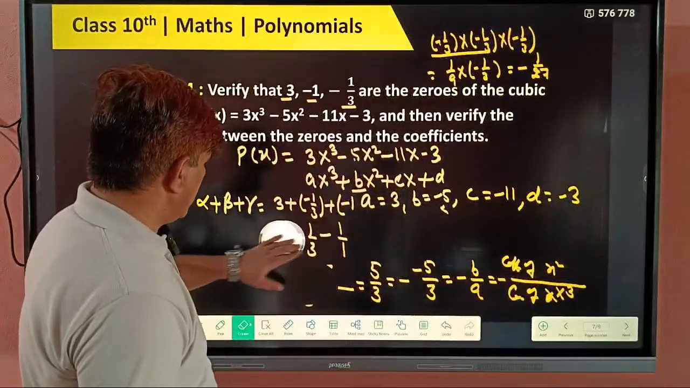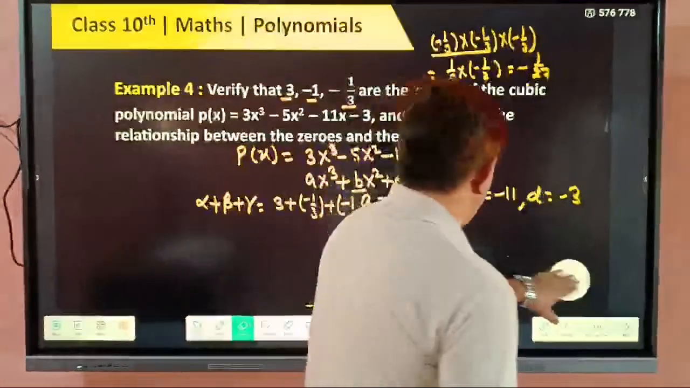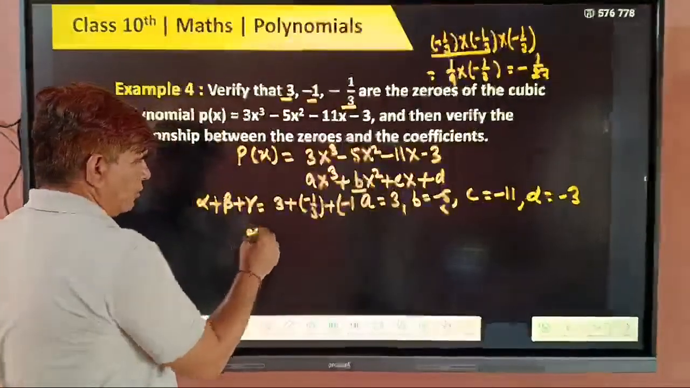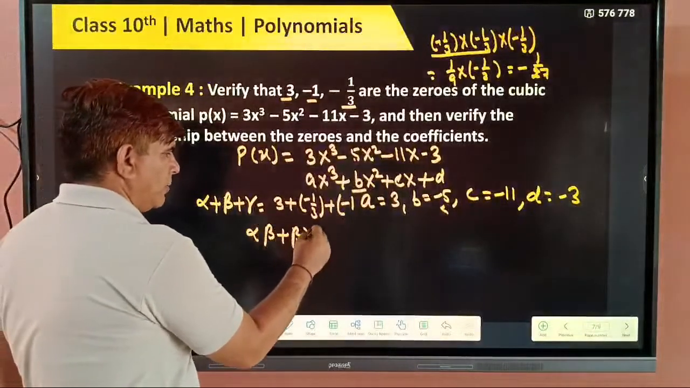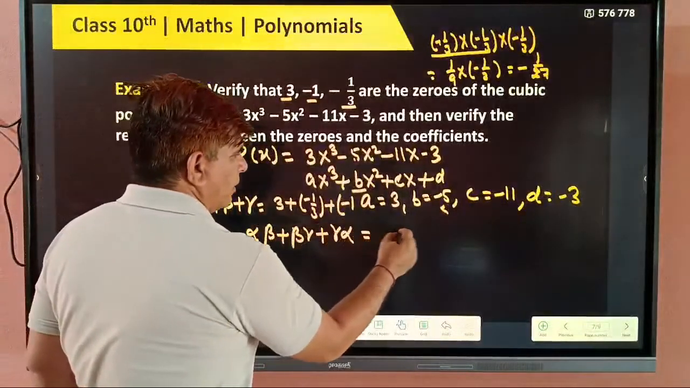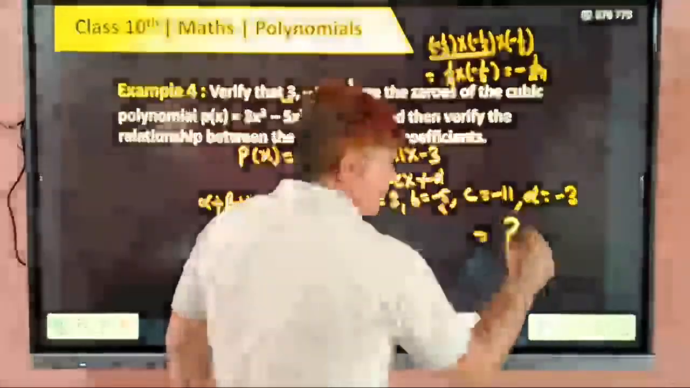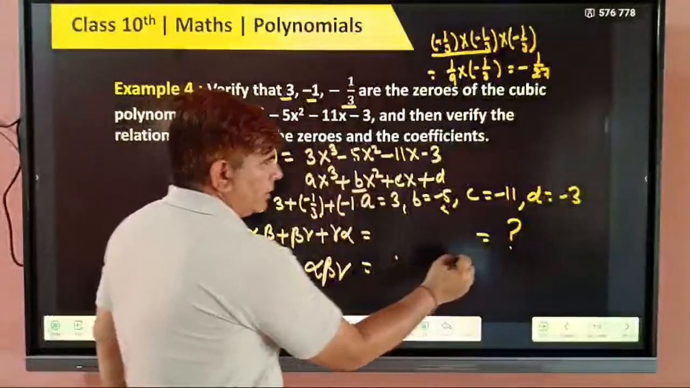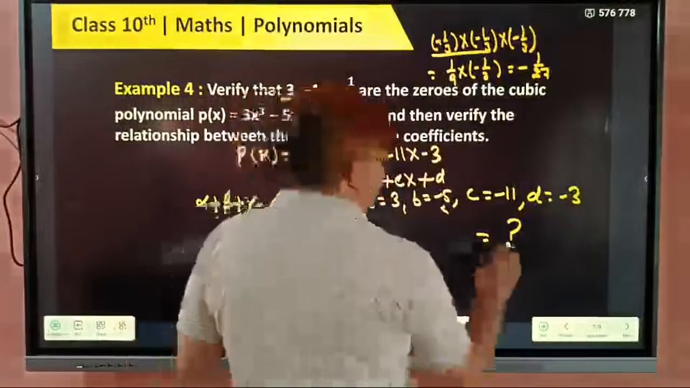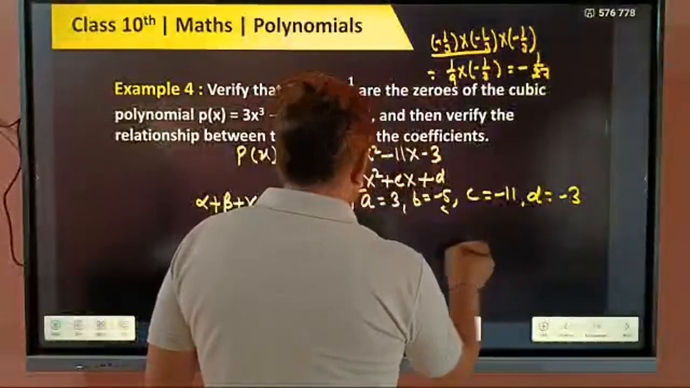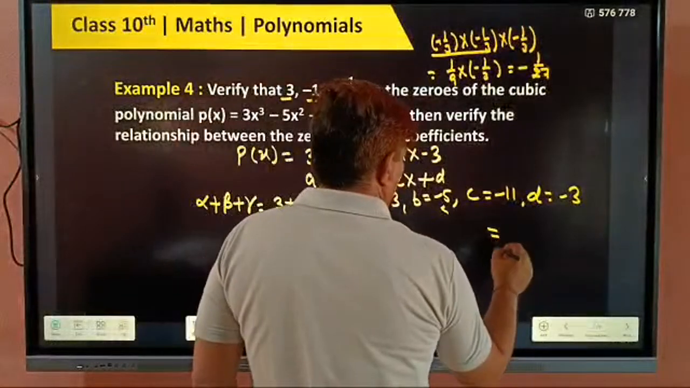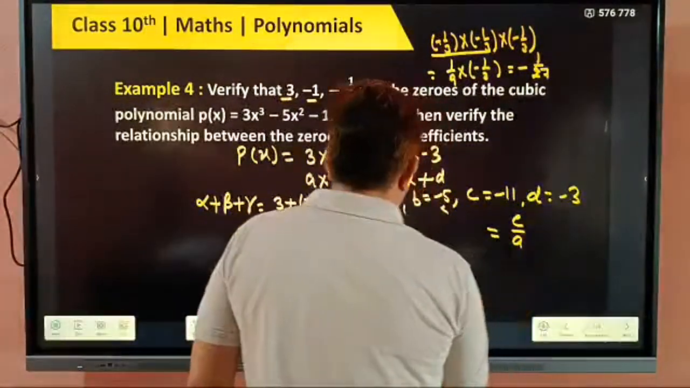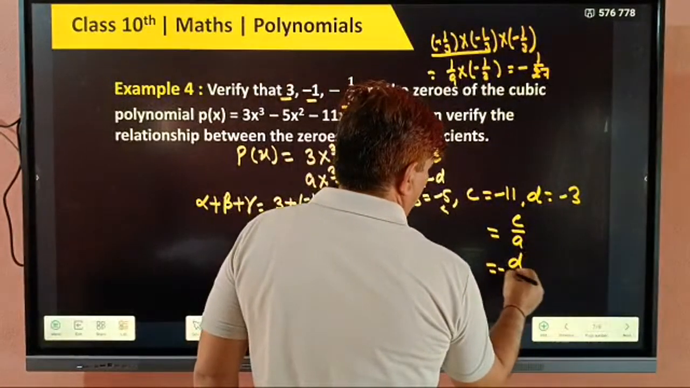Understood? So in this way you can find out. Second, try to solve. Second is this. Two are left, you can solve them. If you're not able to solve, tomorrow I can tell: alpha plus beta, beta plus gamma, gamma plus alpha, and this is equal to what? You can solve. And one more, alpha beta gamma, this is coming, if you check. Definitely this is equal to, what's coming? Alpha beta plus beta gamma plus gamma alpha is c by a. And if you check this, this is coming minus d by a.